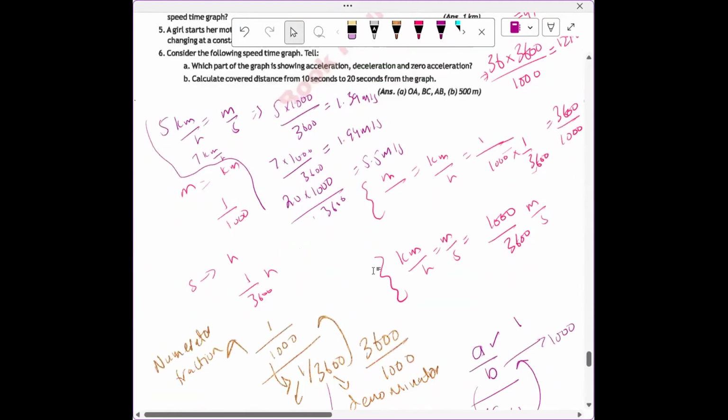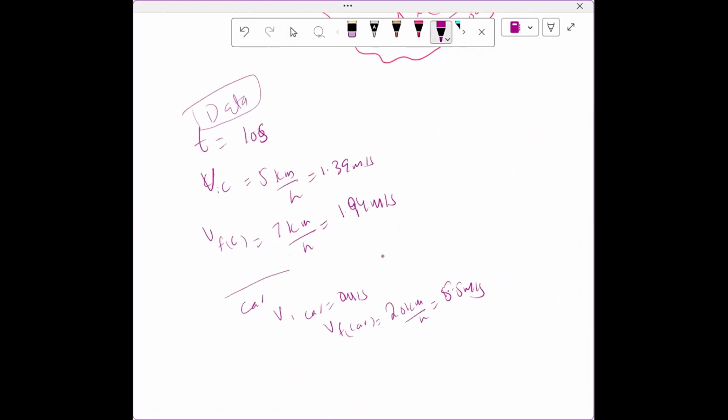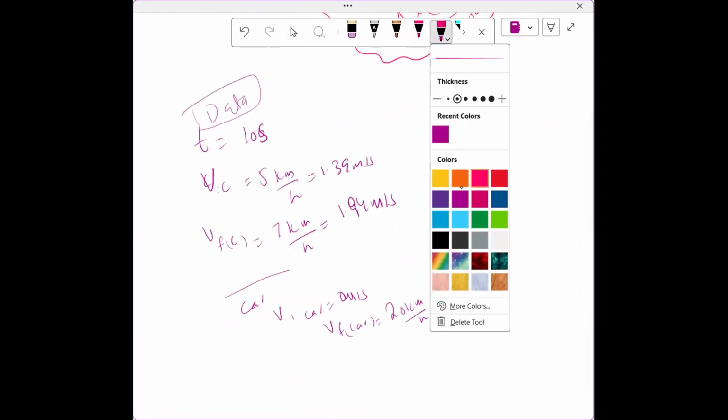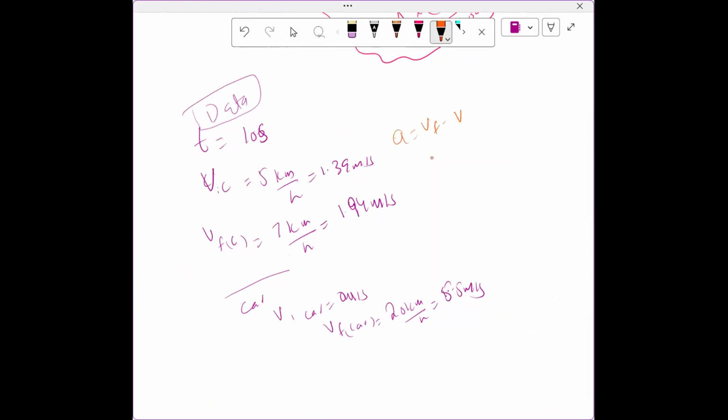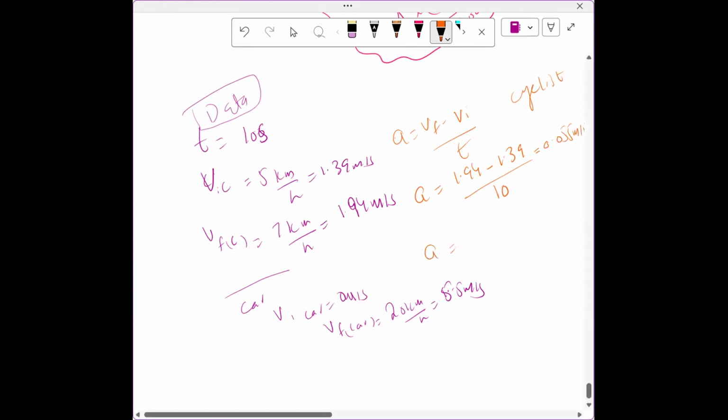Now he has asked us to calculate the acceleration of both. First we will calculate the cyclist's acceleration. A is equal to Vf minus Vi over T for the cyclist. The values are: final velocity is 1.94, initial velocity is 1.39, and the time was 10 seconds. It would be equal to 0.055 meters per second squared. And for the car, initial velocity is 0, final velocity is 5.5, so 5.5 minus 0. Time remains the same. 5.5 divided by 10 would be 0.55 meters per second squared.